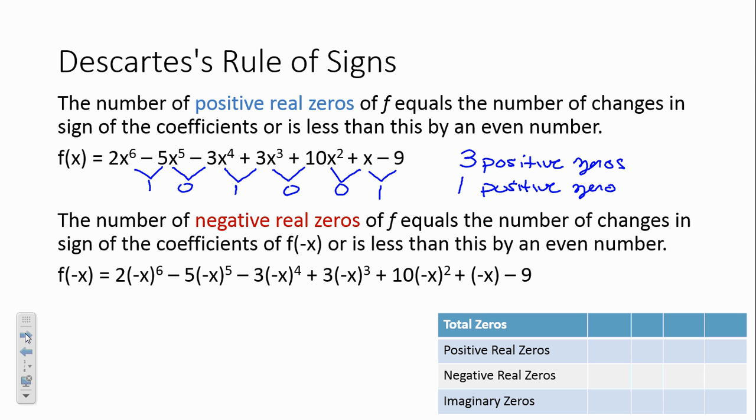Okay? All right. So he also figured out that he could figure out how many negative ones there were going to be. And this was not quite as simple, but it's not bad. He said, let's put in a negative x in place of x instead. Everywhere I see x, put in a negative x and see how that impacts the signs. So when we take negative x and raise it to the 6th power, is it going to be positive or negative?